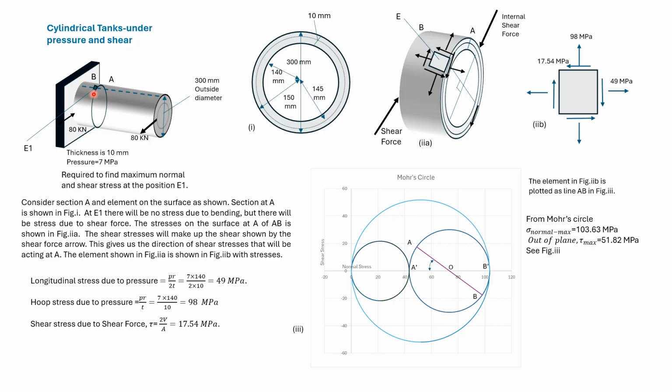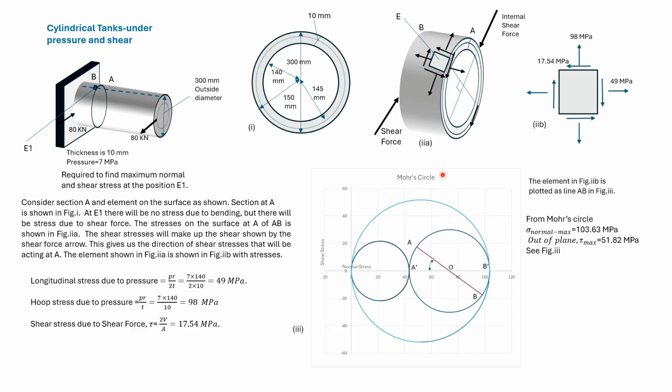We find the maximum normal stress and the maximum shear stress acting on this element. The element is located so that this diameter is perpendicular to the direction of the internal shear force. So here we find the longitudinal stress due to pressure and the hoop stress due to pressure and the shear stress due to the shear force. The longitudinal stress is given by PR divided by 2T, where R is the internal radius. Hoop stress is PR by T, where R again is the internal radius. We earlier found out that the shear stress for this case is given by 2V divided by A. So with this element, we have found out the longitudinal stress, the hoop stress, and the shear stress.